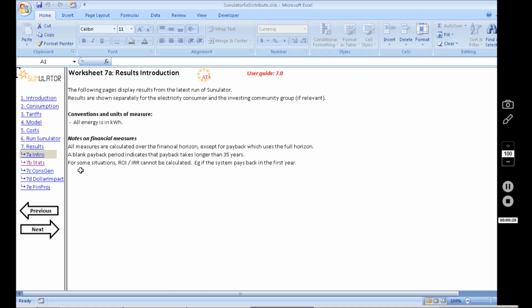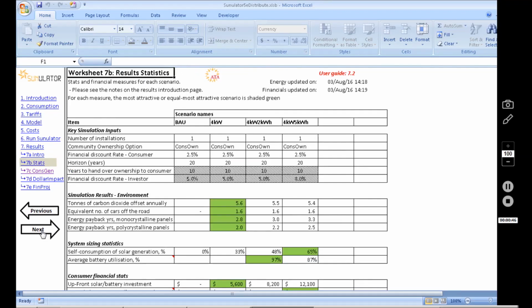Now, after we've run Sunulator and clicked on the quick information sheet, it takes us straight to the introduction. You can see in the menu here there are several sheets of results, so we'll just click next to take us to the statistics. There are quite a lot of statistics in this sheet. Some of them may not be relevant, but I'll take you through the key ones anyway.